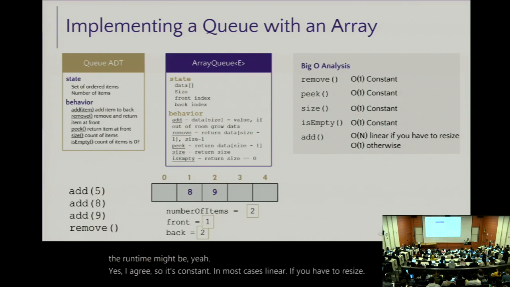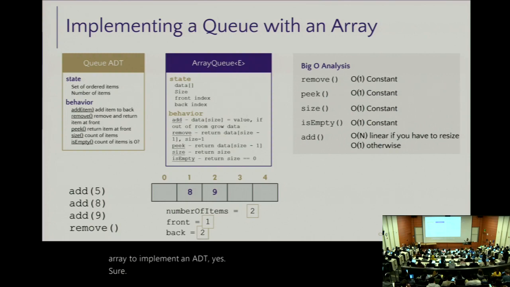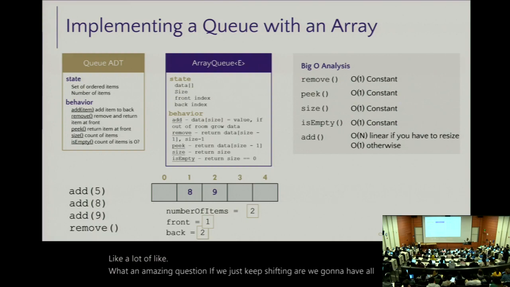So we're hopefully starting to see a bit of a pattern with what it means to use an array to implement an ADT. Yes? I have a question about the memory. If we're always shifting the front and back indices, won't there be a lot of things at the front that we just never use ever? What an amazing question. If we just keep shifting, are we going to have all this unused space at the front and the back? Beautiful segue.